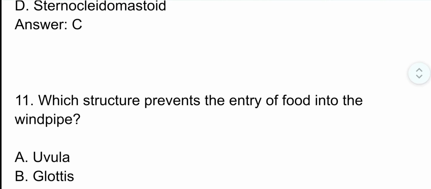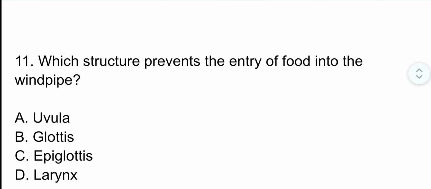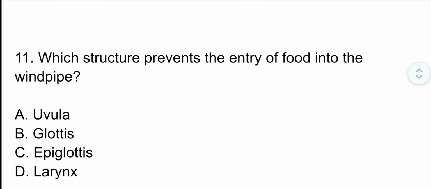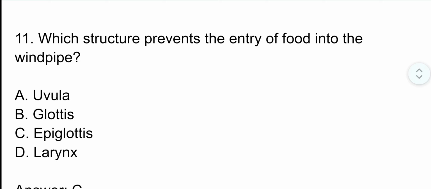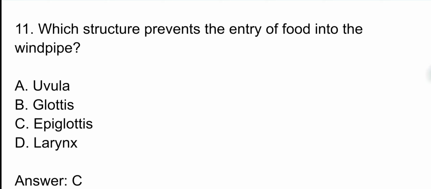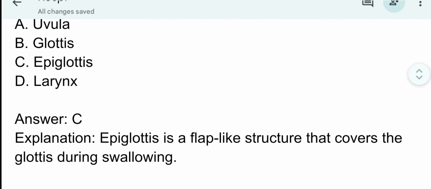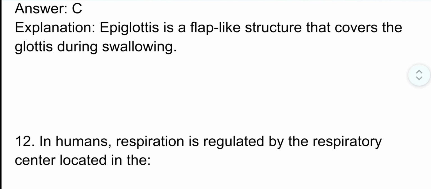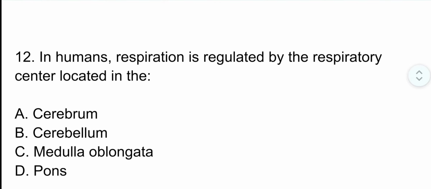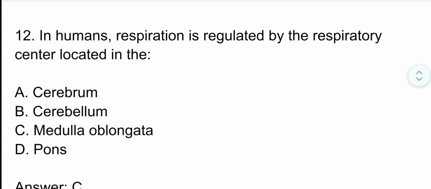Question number 11. Which structure prevents the entry of food into the windpipe? The correct answer is option C, epiglottis. Epiglottis is a flap-like structure that covers the glottis during swallowing. Question number 12. In humans, respiration is regulated by the respiratory center located in the. The correct option is option C, medulla oblongata.